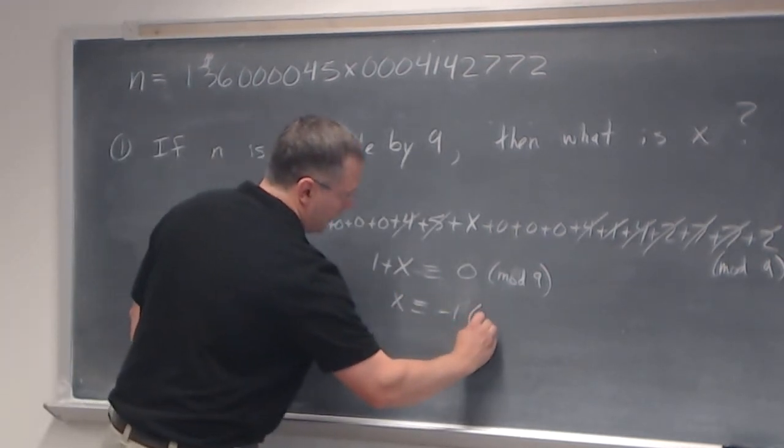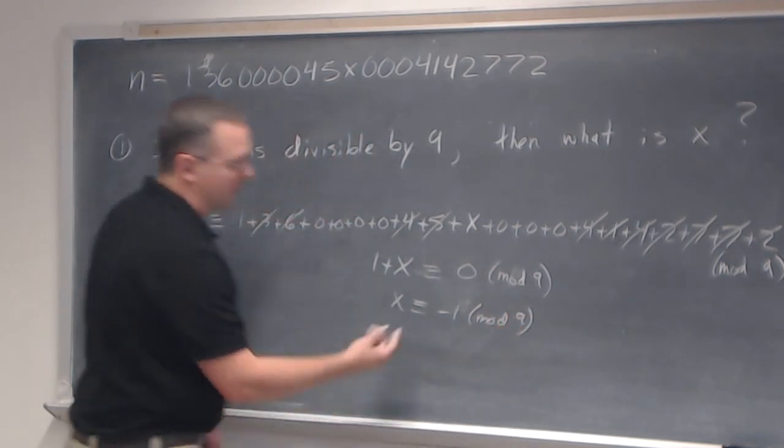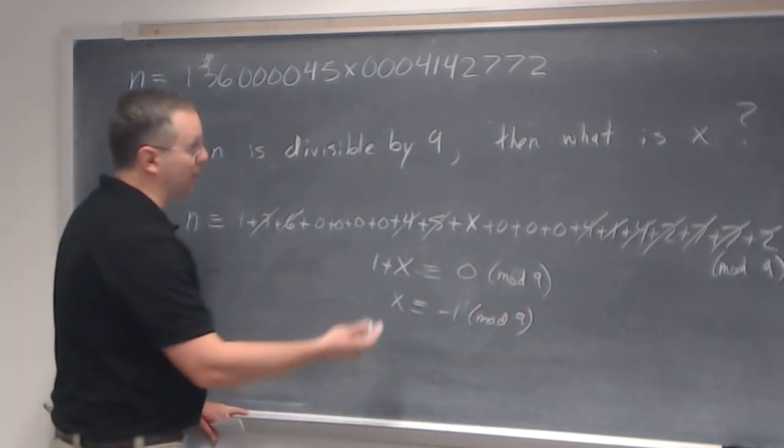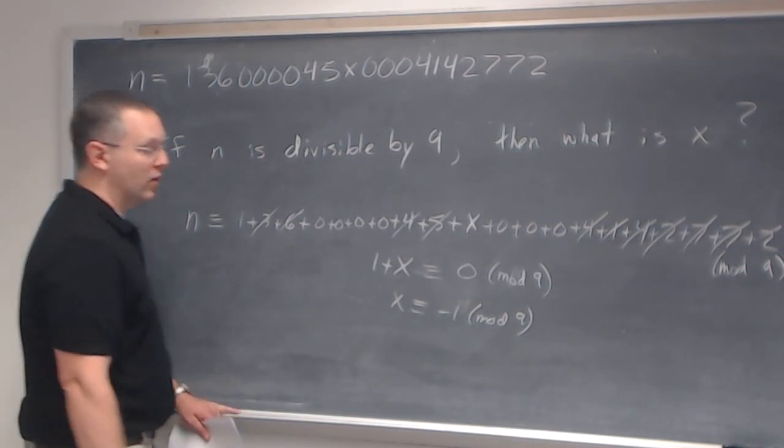It can't have a negative 1. So x is congruent to negative 1 mod 9, but the only digit that's congruent to negative 1 mod 9 is 8.